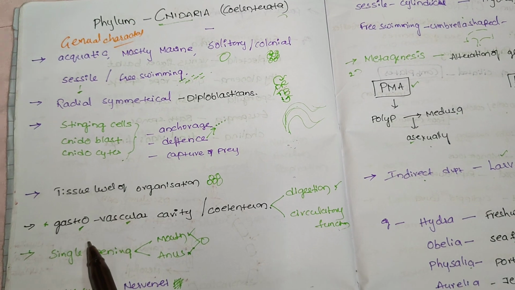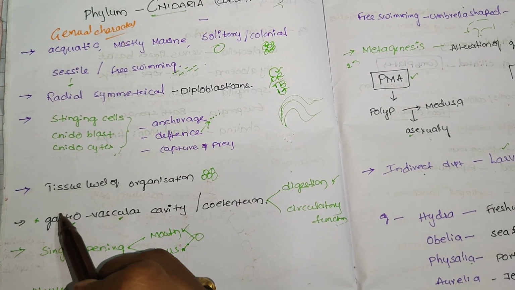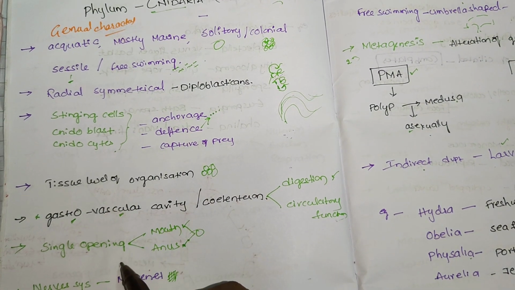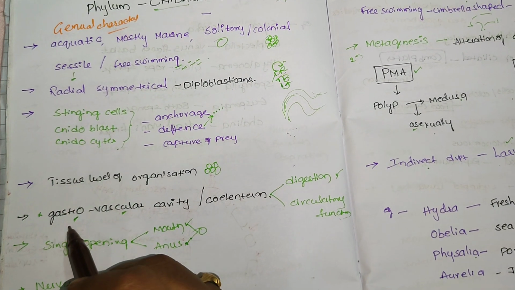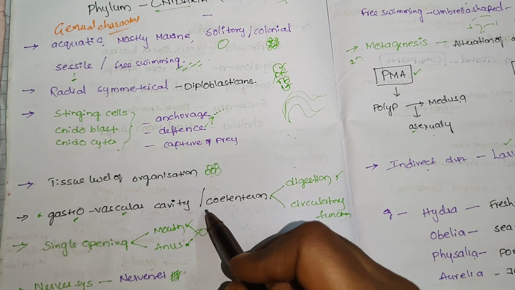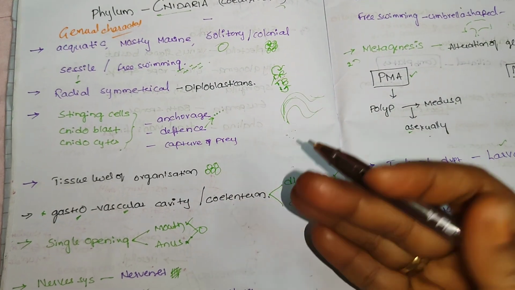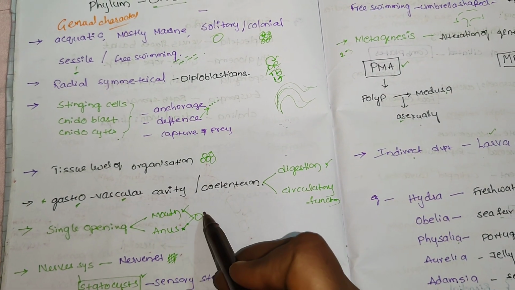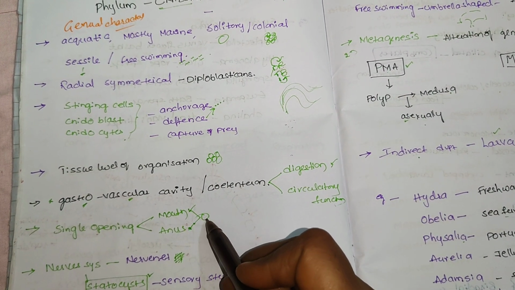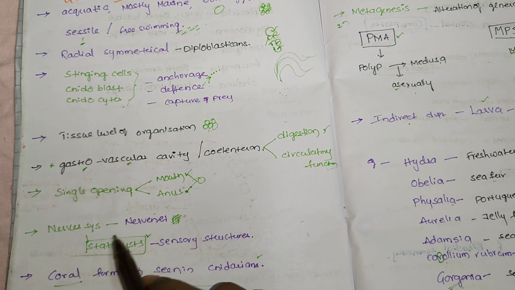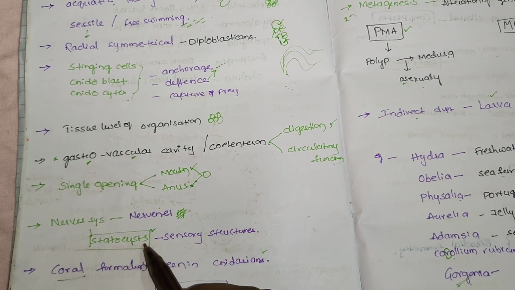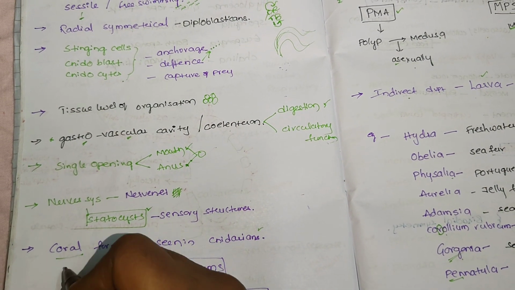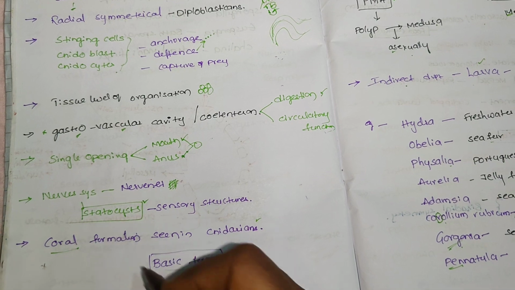And what does gastrovascular cavity mean? Gastro is related to digestion, alimentary canal; vascular means blood vessels. It means digestion and circulation function by this cavity, like the canal system in Porifera. And it has a single opening. Mouth and anus are a single opening. Entry and exit from one place. The nervous system is nerve net like. It has statocyst sensory structures and coral formation. This is the special feature of this phylum.